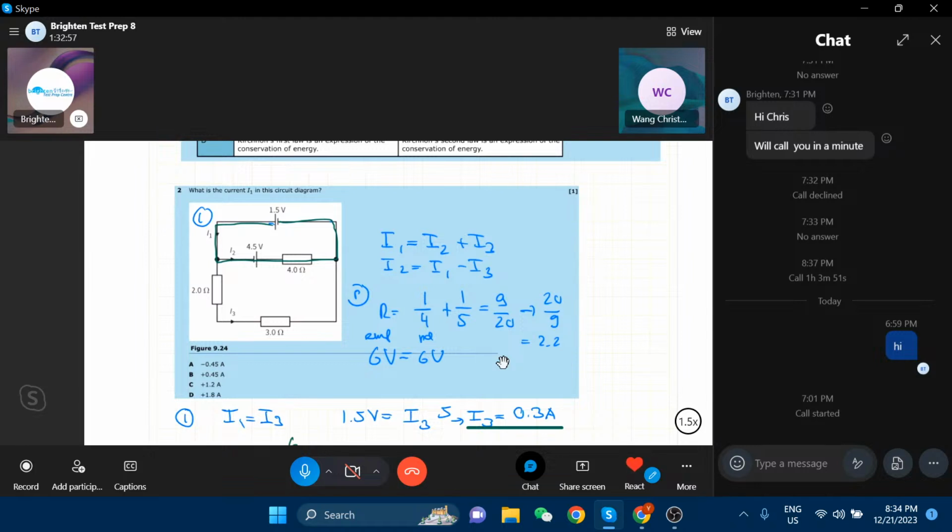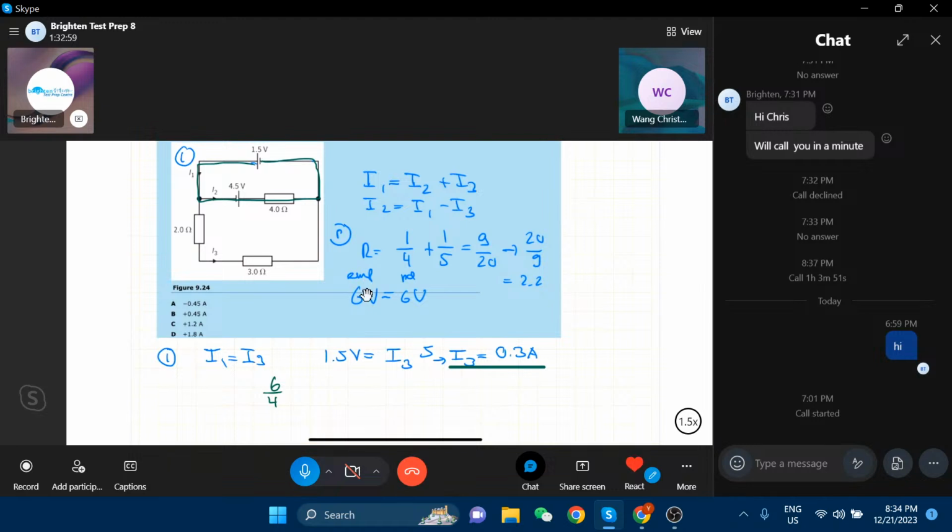So when you say 6/4, that's how much? 1.5. Yup, okay. And then I1 equals I2 plus I3. So just add it together. So exactly, in the end, seemingly simple, yet not so. So it makes 1.8 amps.